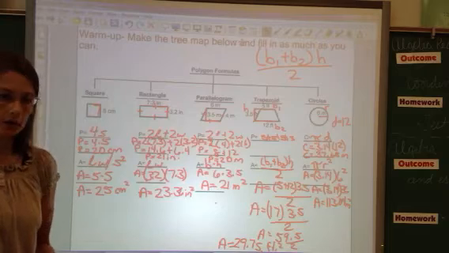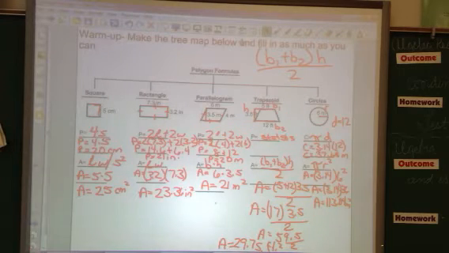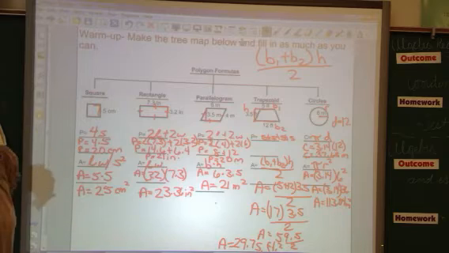Now tomorrow we're going to do a little bit more with that. We're going to tie in multi-step equations with formulas. So we have to kind of learn these formulas.